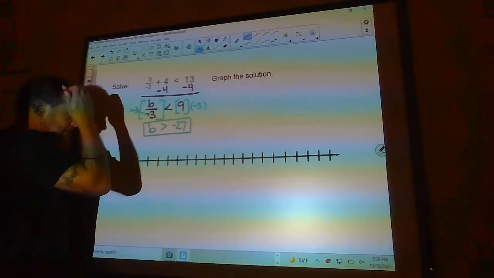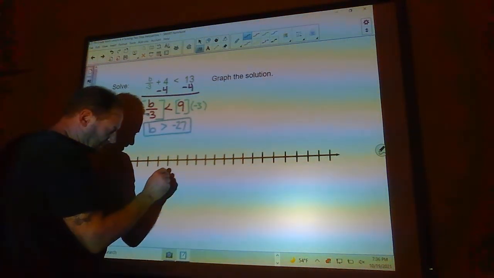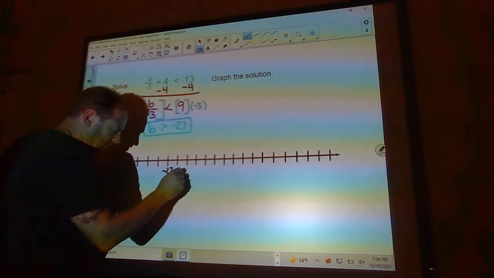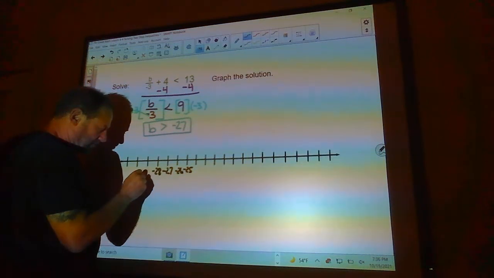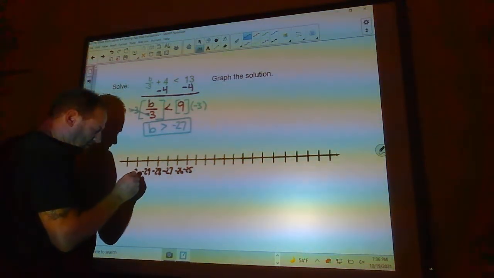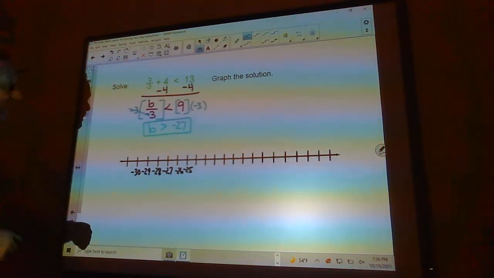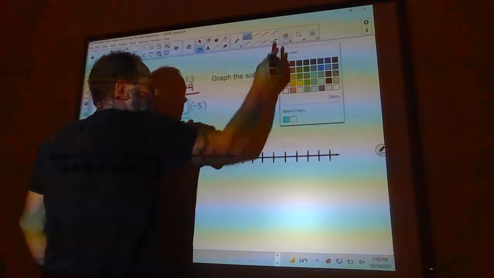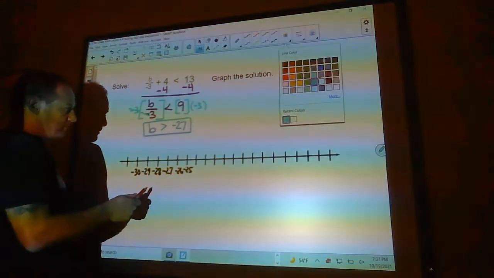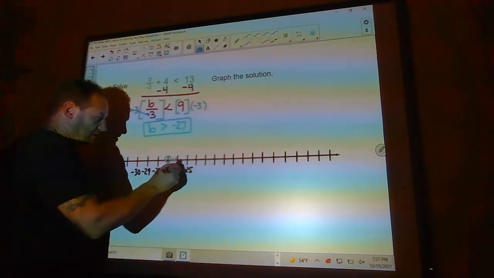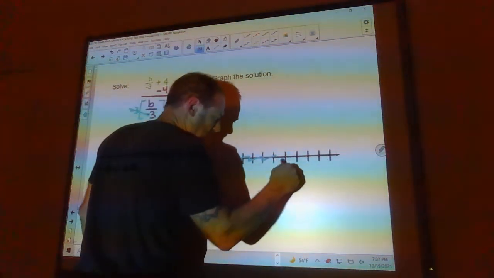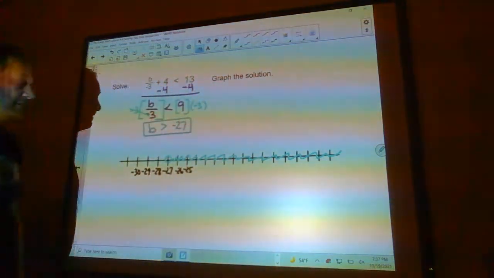So let's see, I need negative 27. I'm going to just put that right here. Negative 26, negative 25, negative 28. I don't have to put a whole bunch of numbers on here. Then I'm going to put an open circle at negative 27 because it's greater than. I'm going to shade this side. And I'm done.